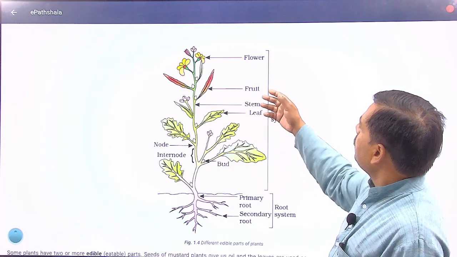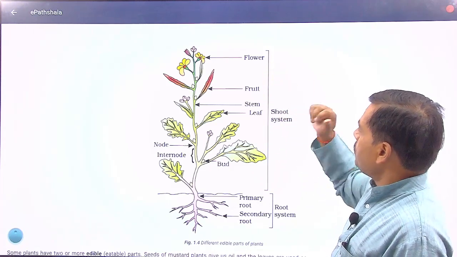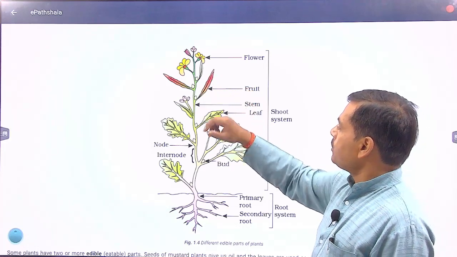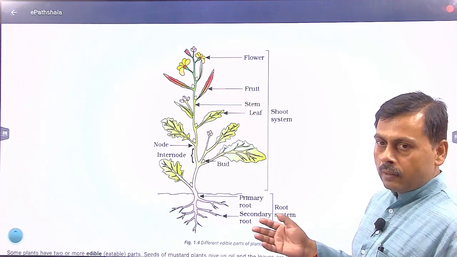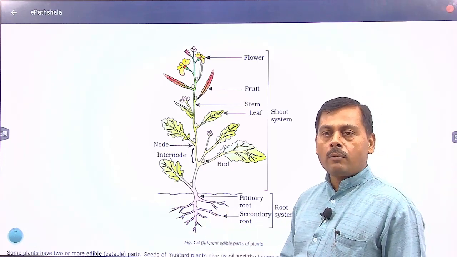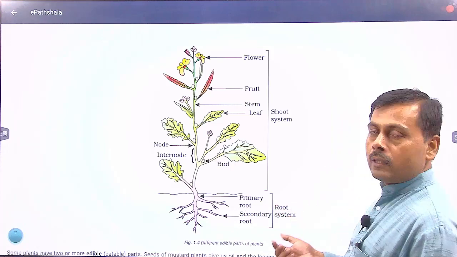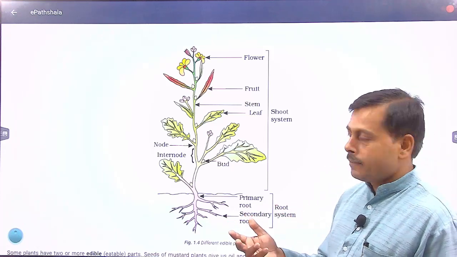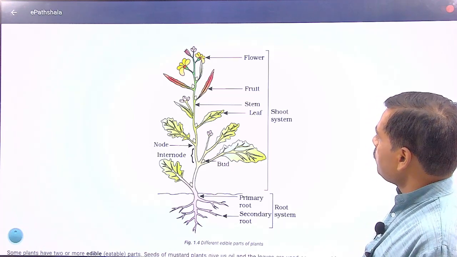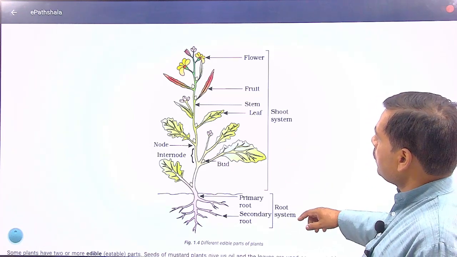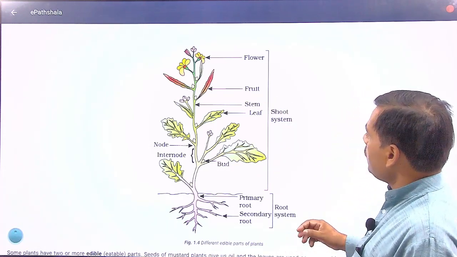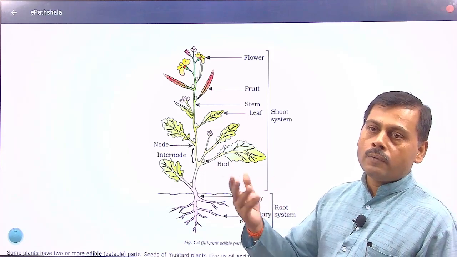The second one is seed food. In the fruit, there are various seeds present. When they are prepared and processed, they give us oils. Hence, there are two ways plants are used: first in the form of vegetables and second in the form of oils.